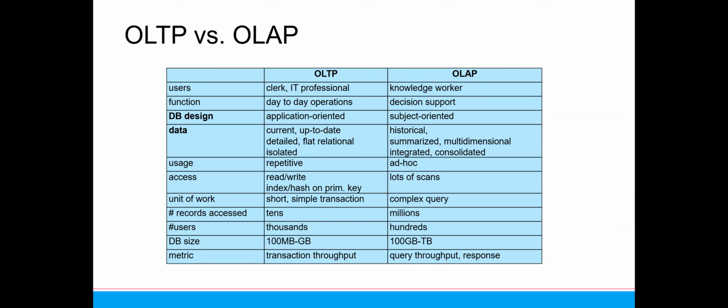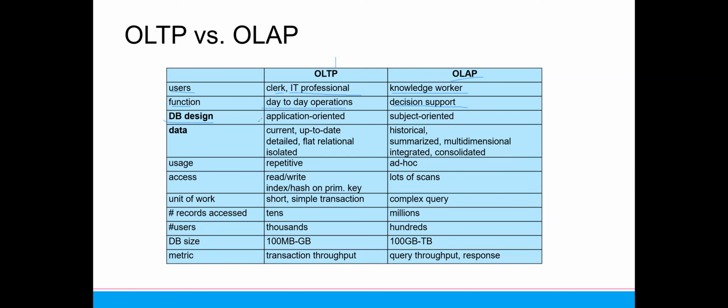So this is the difference between the OLTP and the OLAP. In the OLTP, the user is clerk or front desk, IT professionals. But the OLAP, it is the knowledge worker. So you should have the data science background. You need to have the data mining background. The function of the OLTP is day-to-day operation, but the OLAP is more about the decision support.